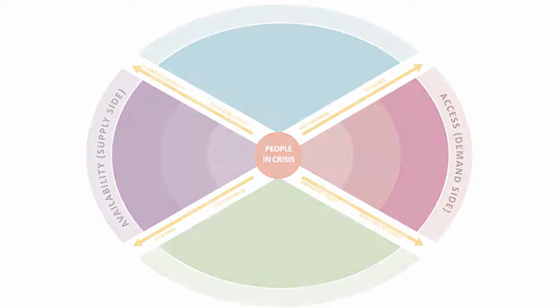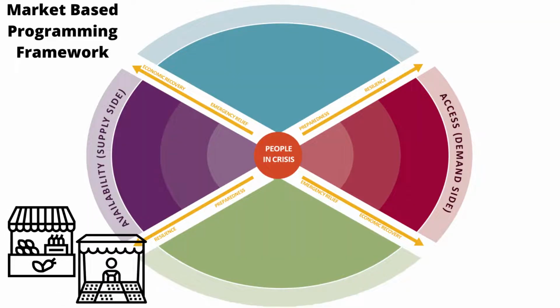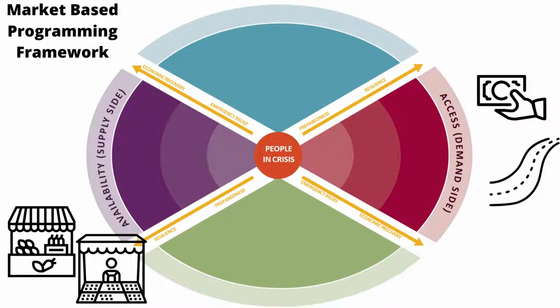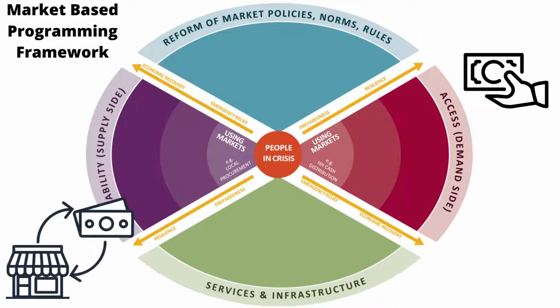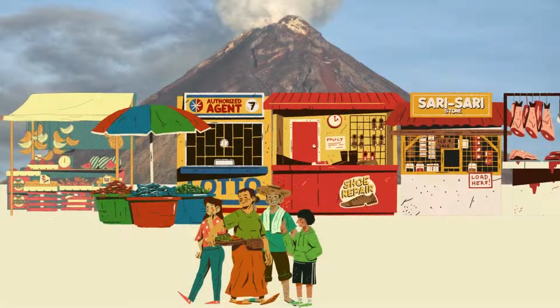Of course, understanding supply, the availability of goods and services, or demand, people's ability to access those goods and services, is incredibly important in a humanitarian context. And most humanitarian programs are already familiar with increasing access through cash and vouchers, for example, or using local procurement to provide critical goods. But there is much more we can do to help communities recover after a crisis.